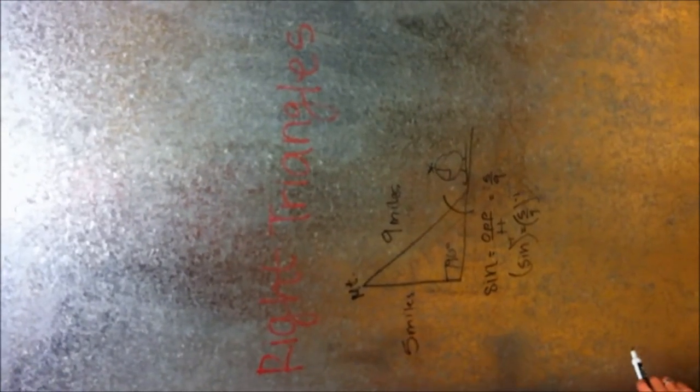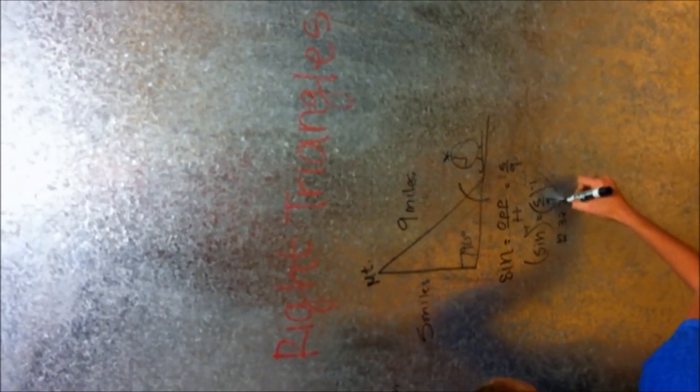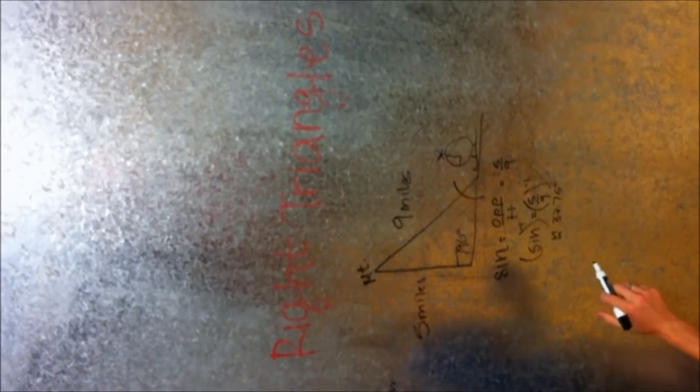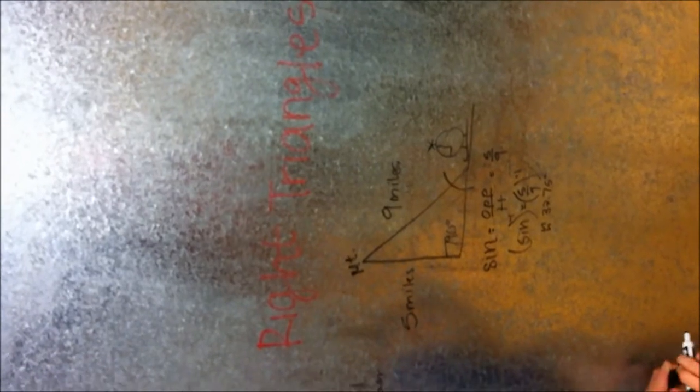You type that into your calculator. And remember, don't forget to change your calculator mode to degree instead of radian when using trigonometry. After typing inverse sine of 5 divided by 9 into your calculator, you get approximately 33.75 degrees. That is the angle that the helicopter will have to tilt to save the stranded mountain climber.